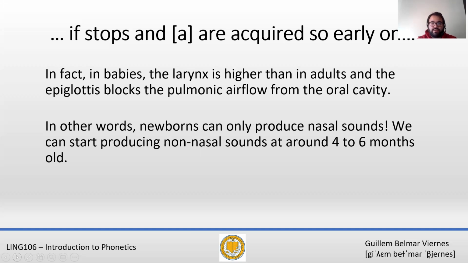In fact, talking about nasals, there's also the fact that babies, if you remember the vocal tract of babies that we saw at the very beginning, the larynx is much higher than in adults. And so the epiglottis is also much higher. And as we mentioned at the beginning, the epiglottis blocks the pulmonic airflow from the oral cavity. Babies' epiglottis is either closing the lungs off so they can swallow and never choke, or it is closing the oral cavity off. So if they're breathing, the oral cavity is closed, and that's until they are 4 to 6 months old when it starts to lower.